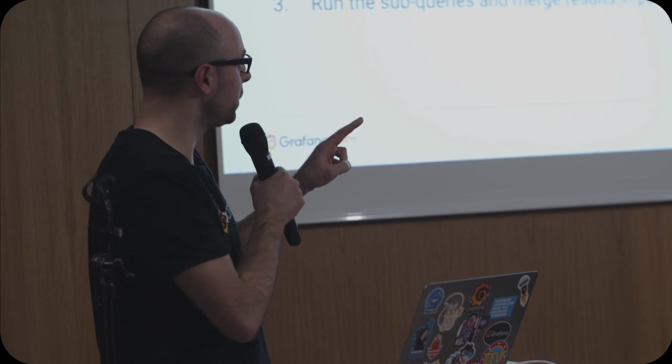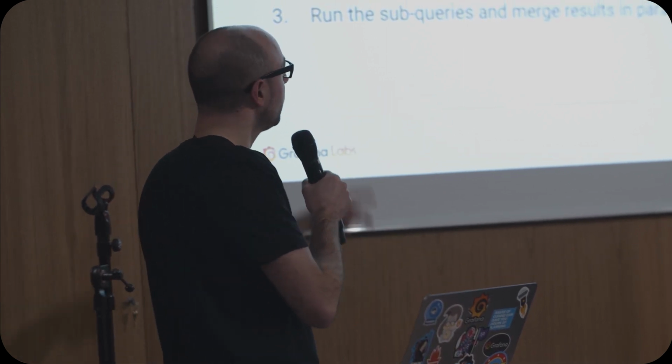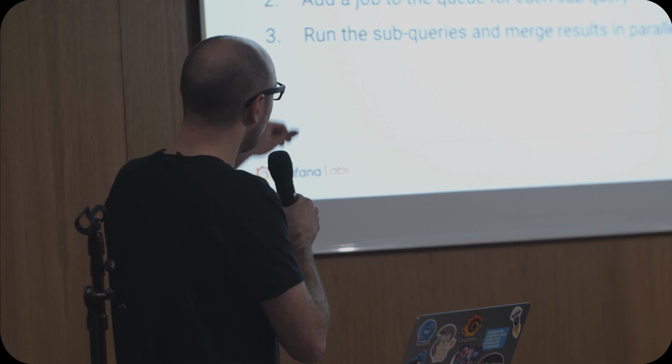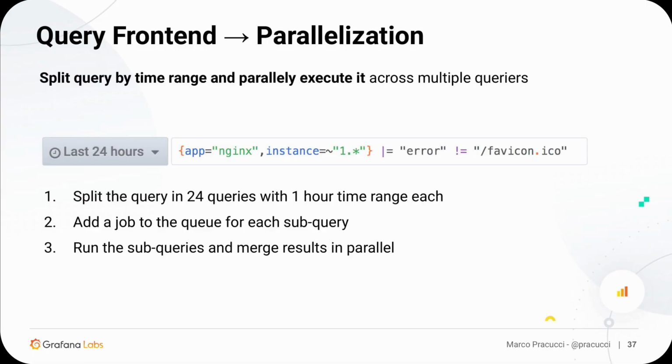The second thing, which is built on top of the queue, is the parallelization. Let's say that you run a query, like the one I used at the very beginning of the presentation in the example, and you run this query for a large time range. Like I want to see all the Nginx errors for the last 24 hours. Now, if you have a pool of queriers, without the query frontend, the query will be executed by one single querier. So the other queriers are unused.